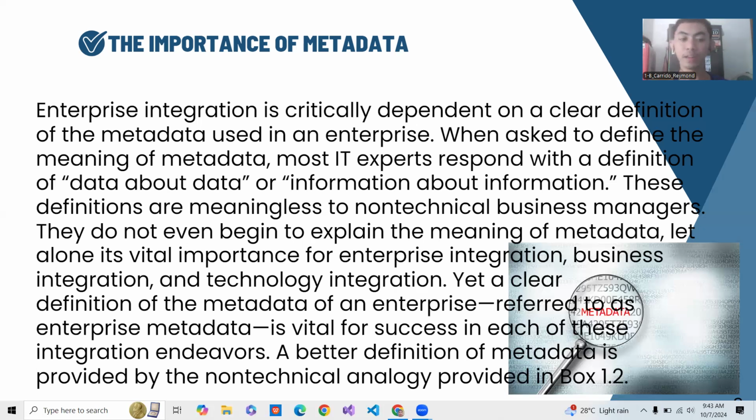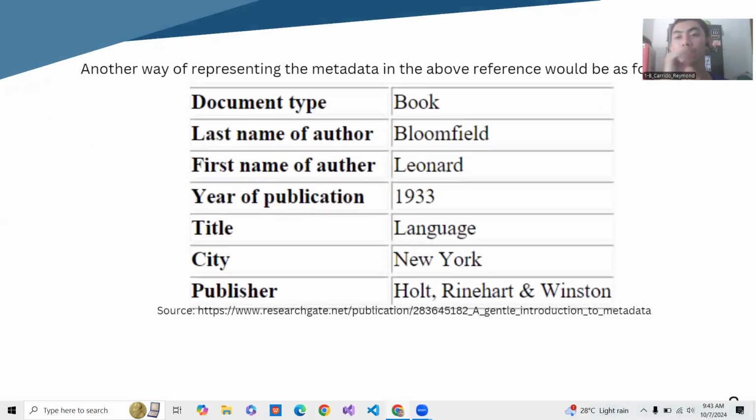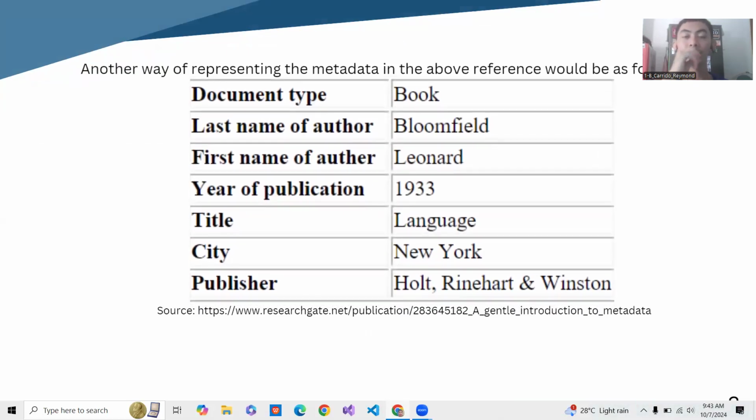So not yet a clear definition of the metadata of an enterprise. It is referred to as enterprise metadata. It's vital for success in each of these integration endeavors. A better definition of metadata is provided by a non-technical analogy. So next slide tayo. So here's an example of metadata.